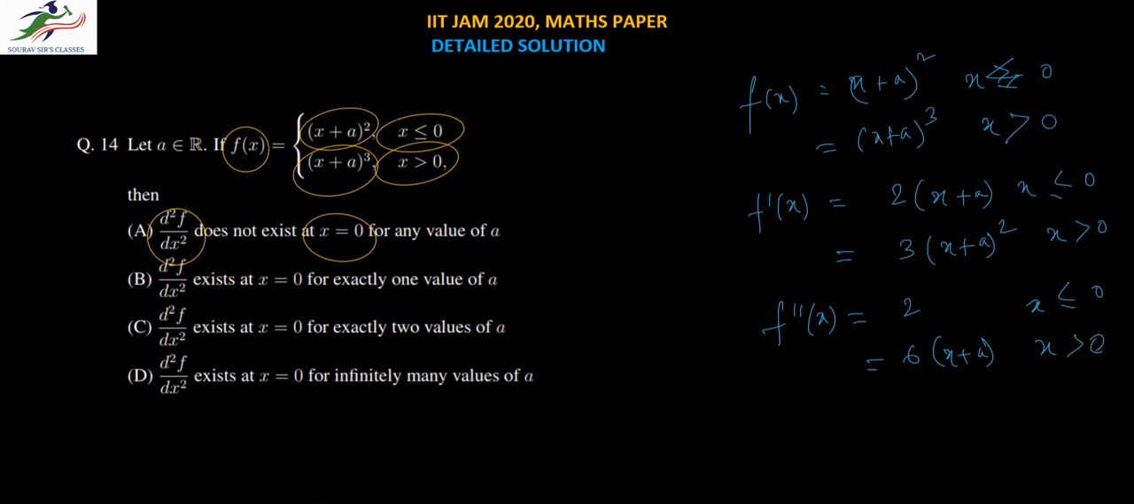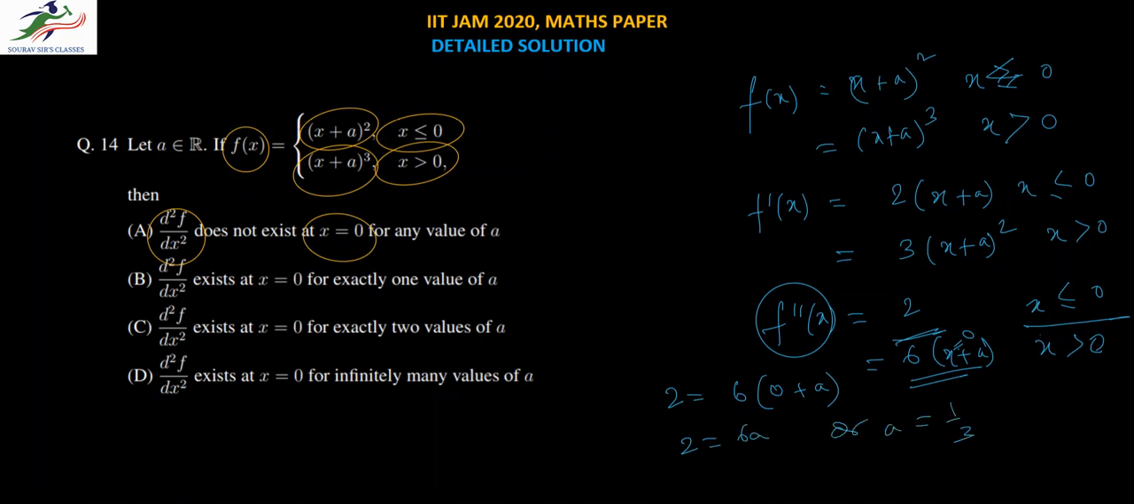Now, in order for the second differential to exist at x equal to 0, both the left hand side and the right hand side derivatives have to converge. That means at x equal to 0, 2 should be equal to 6 into (0 + a). That means 2 equals 6a, or a is equal to 1/3.